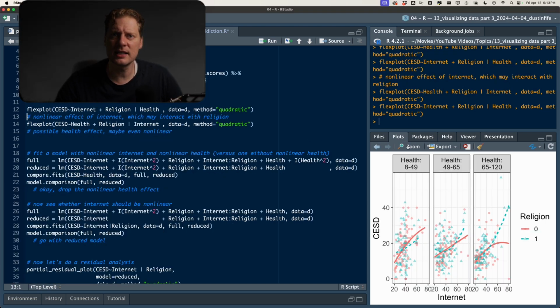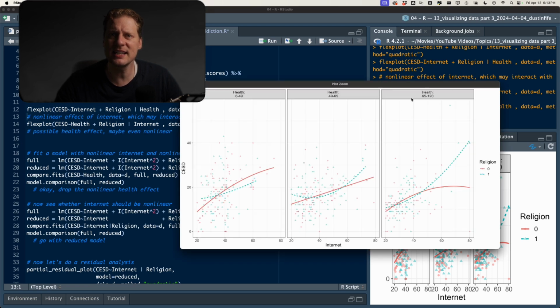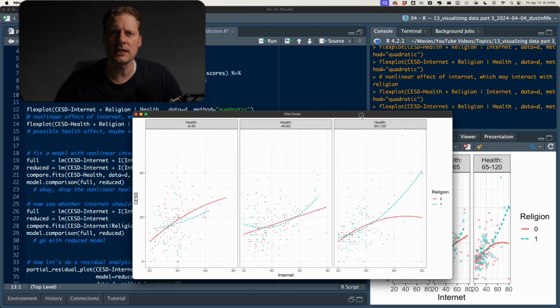So when we look at this, what do we see? We see certainly a main effect for internet. As internet increases, depression tends to increase, which is what CESD is, by the way. Probably should have told you that earlier. And internet is internet addiction. And so we see that generally, the higher your internet addiction, the more depressed you are.